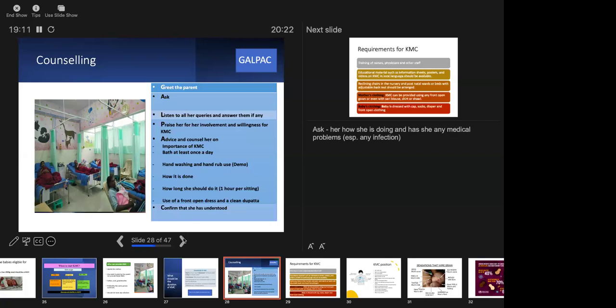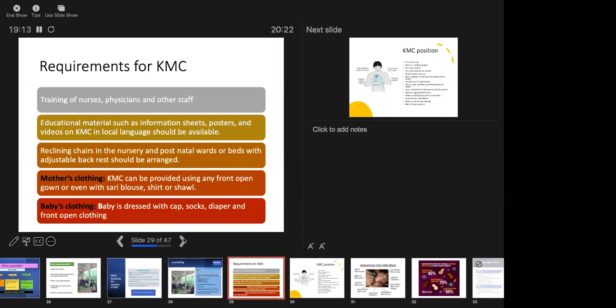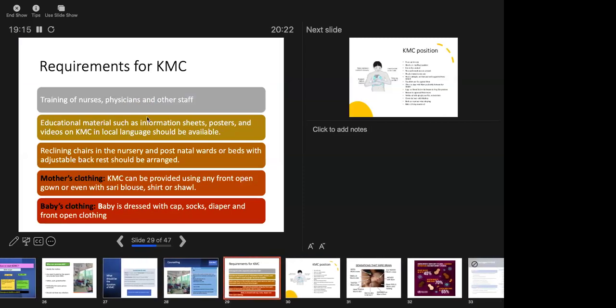Coming to requirements for KMC, the first thing is you have to train your nurses, physicians, and other healthcare providers about the importance of KMC. Educational material in local language, such as sheets, posters, and videos on KMC, should be available so that the mother will know, even if the healthcare provider has not explained to her in detail.